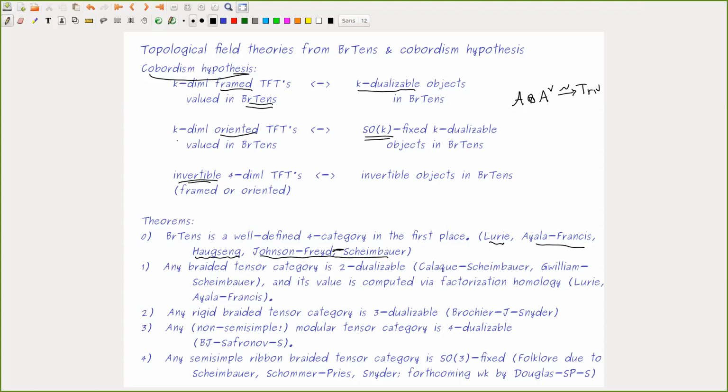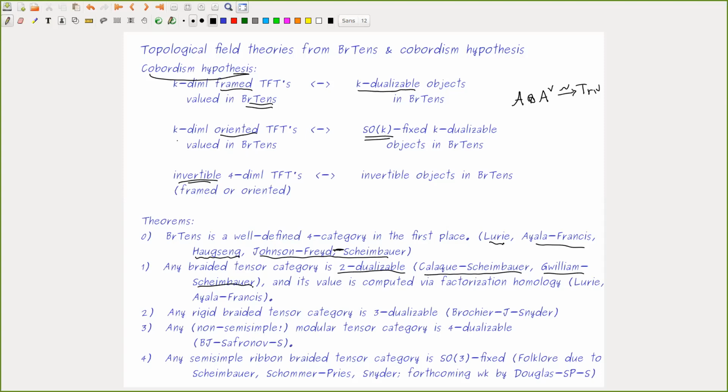So the first theorem in this direction is that any braided tensor category at all is 2-dualizable, and that essentially encodes this topological fact that all these pictures that I'm drawing are about surfaces. To say something is 2-dualizable, you need to produce some duals, and it's always just like taking a surface and turning it on its side and coming up with some natural map. So that was proved in 2 different ways. First by Kalak and Scheimbauer in a more topological way, and then by Gwilliam and Scheimbauer in a purely algebraic way, which I find quite pleasing.